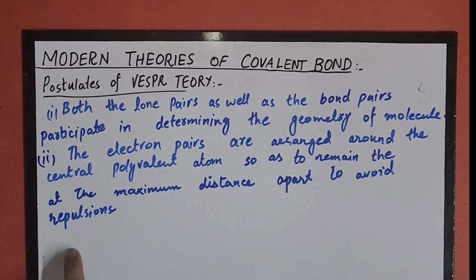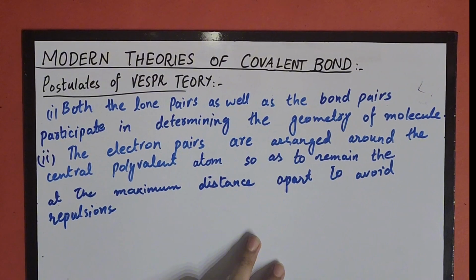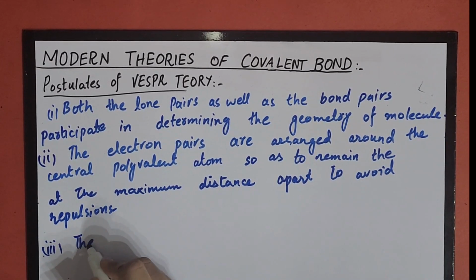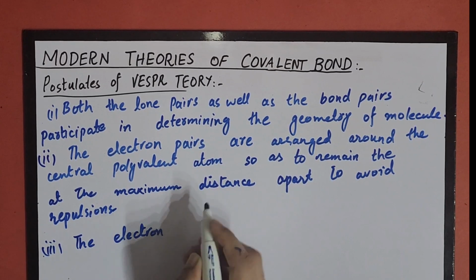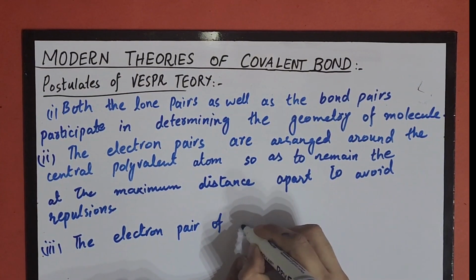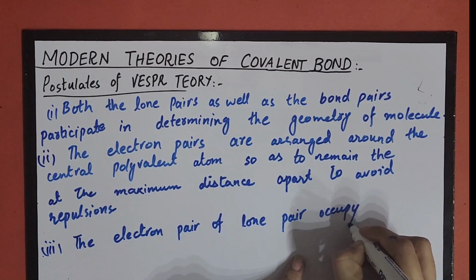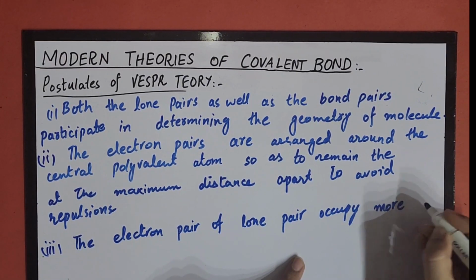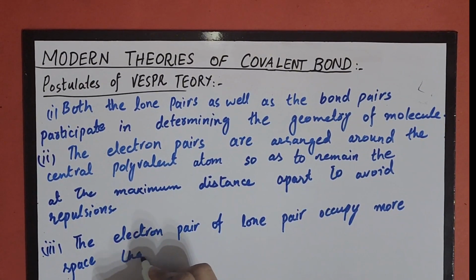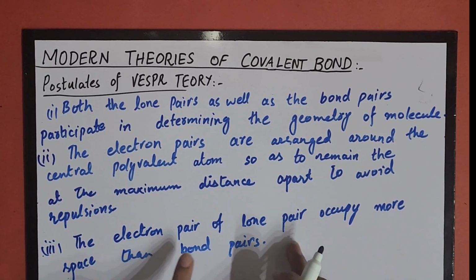Alright, so here's the third postulate. Which pair occupies more space, the lone pair or the bond pair? The third postulate is that lone pairs occupy more space than the bond pairs. Definitely, lone pairs occupy more space.